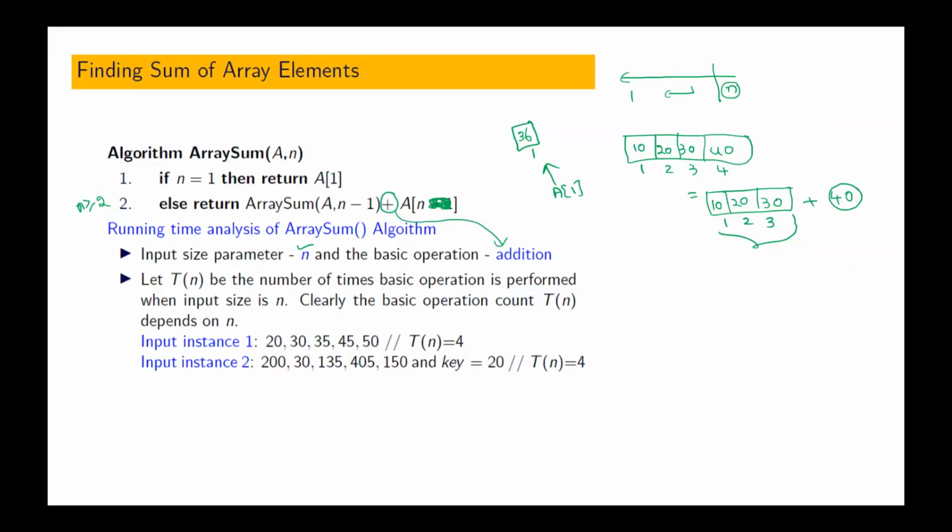That means, are there any best case, worst case, average case in this case? No, there are no such cases. All cases are the same. Now, let T of n be the number of times this operation is performed when there are n elements in the array, that is, input size is n.